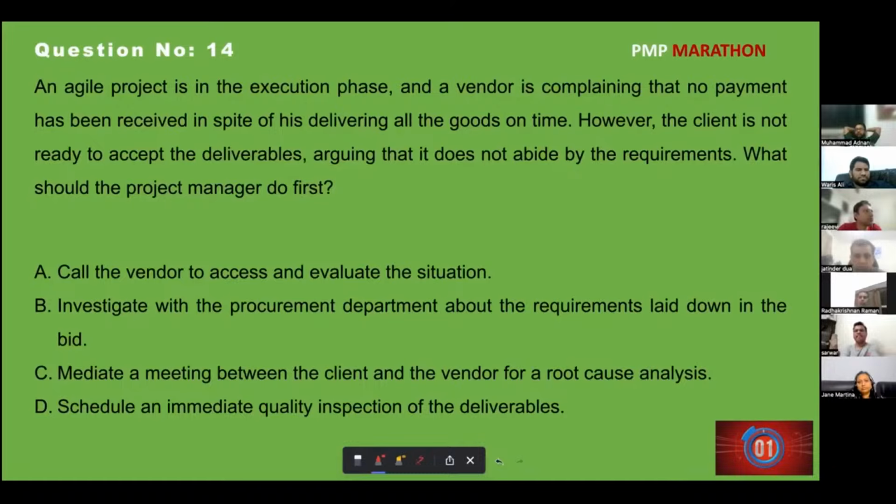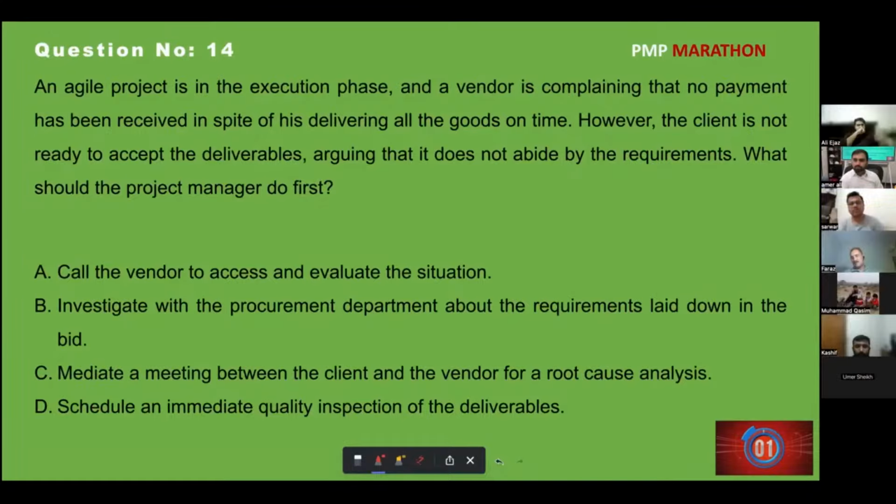Server? Yes, Amer. No, this server. Server, when is your exam? It's 1st November. Okay, solve this question.